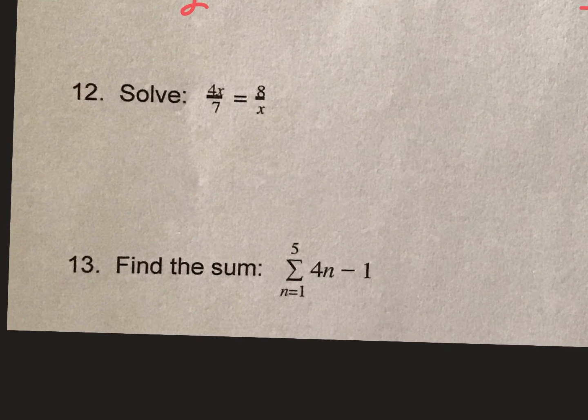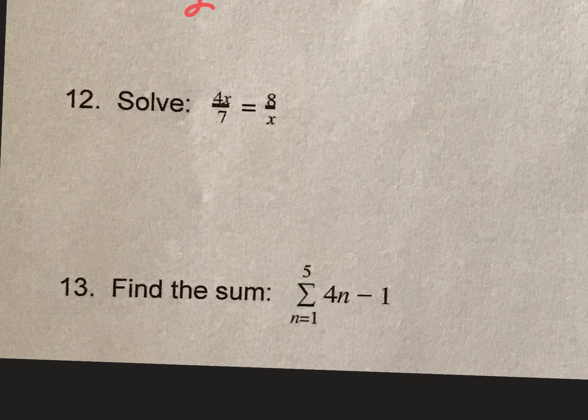All right, number 11 says solve that equation. It's a proportion. The way we solve proportions is we cross multiply. 4x times x is x squared. Multiply that way. That's 56. Divide both sides by 4. 56 divided by 4 is 14. Because it's x squared, you got to take the square root. When you take the square root, don't forget you need to put your plus or minus in the front. You get the square root of 14.